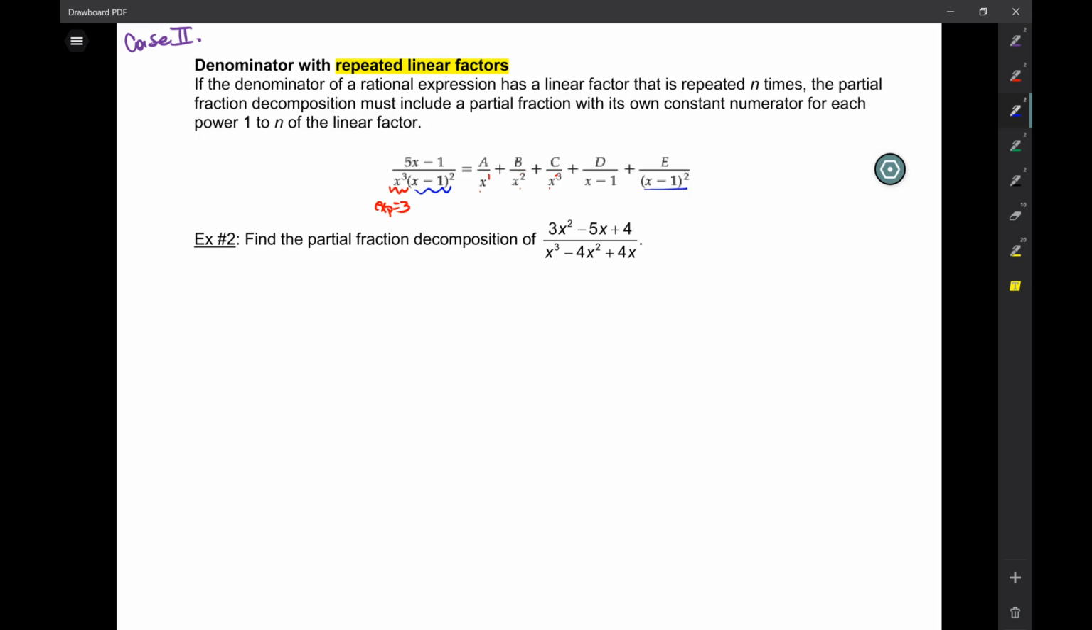Okay, so look at this. If you were to go back here, if you were to add this, what would the common denominator of all of these be? X cubed, x minus 1 squared. You see that?